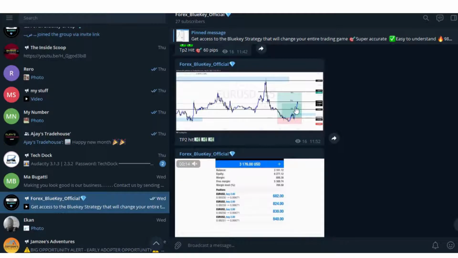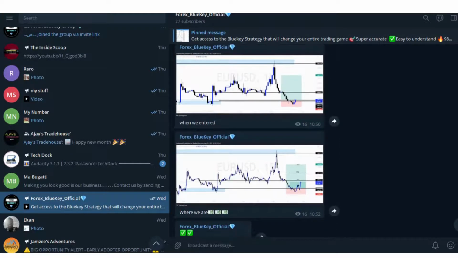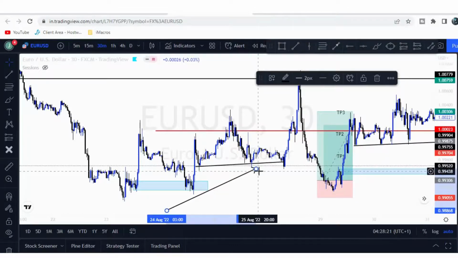So you can see, guys, this is where we got in. This actually hit TP3, and it was really great. This was awesome. This was really a very nice clean setup that we took. All right, so back to the strategy.